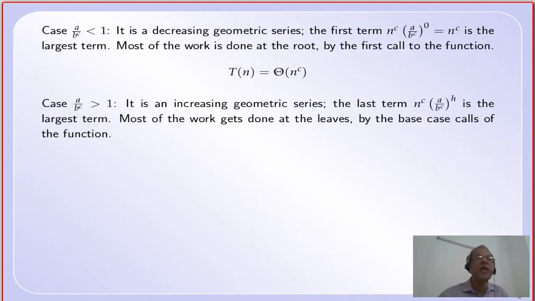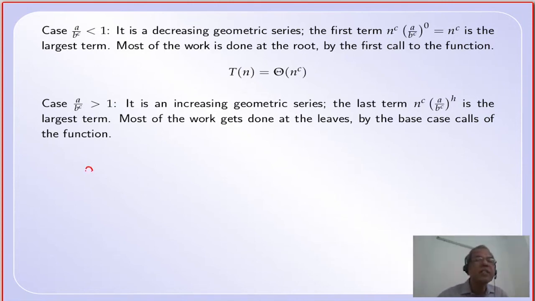There are 3 cases. If the common ratio is less than 1, it is a fraction. It is a decreasing geometric series. The first term alone matters. The first term will be the largest term. Most of the work is done at the root by the contractor, by the first call to the function. If the common ratio a by b power c is larger than 1, it is an increasing geometric series. Only the last term matters. Most of the work gets done at the leaves by the base case calls of the function.